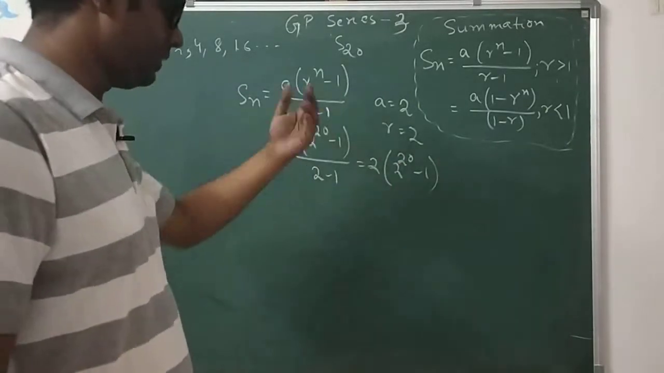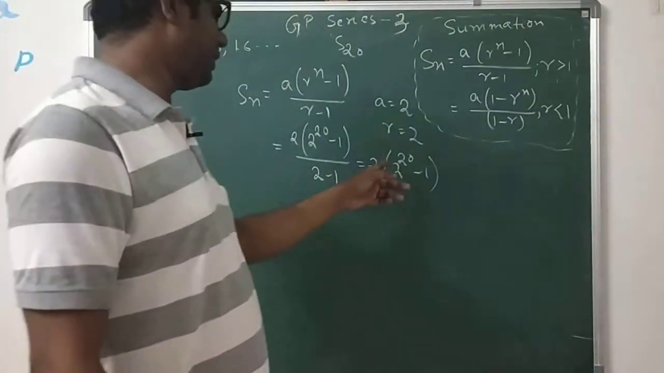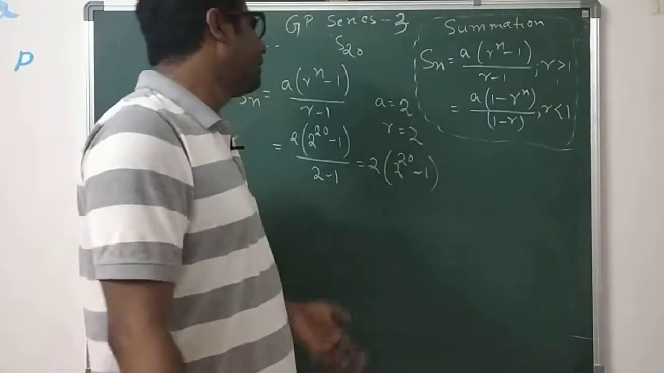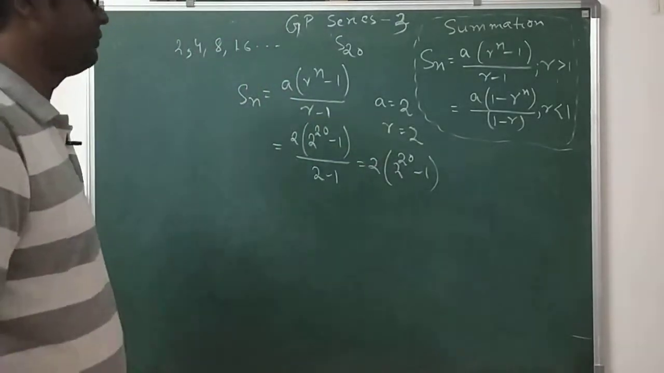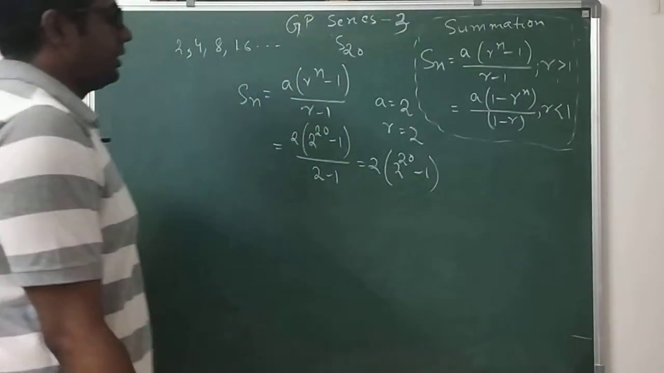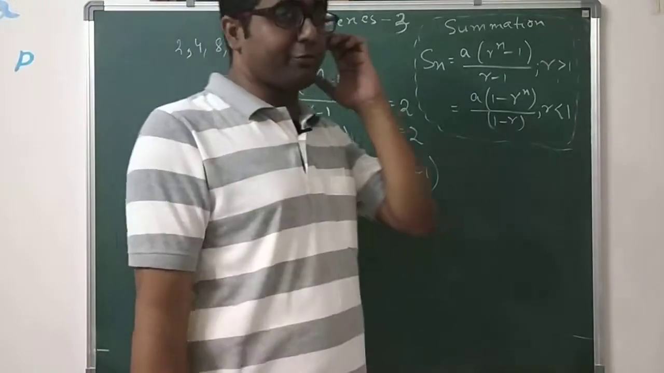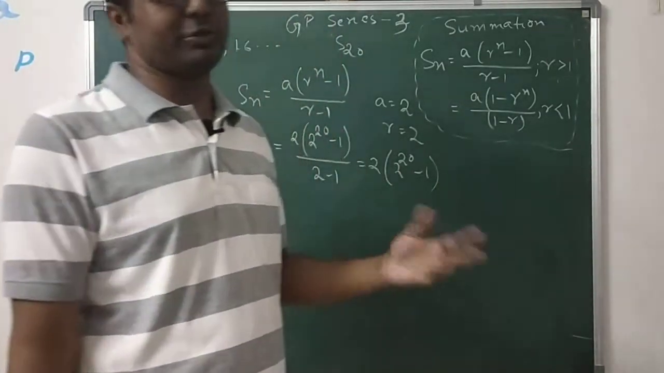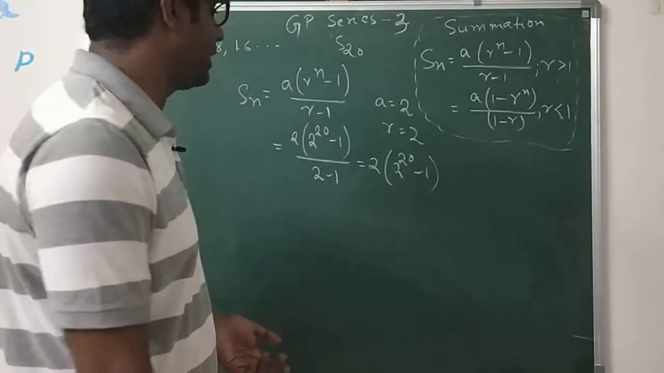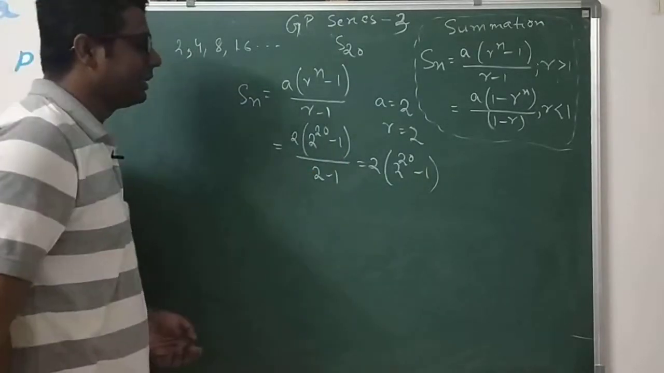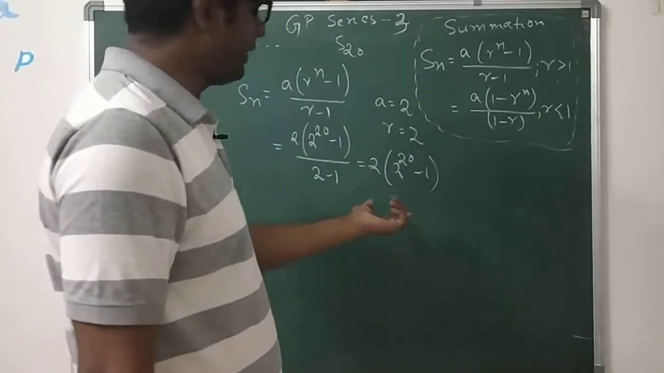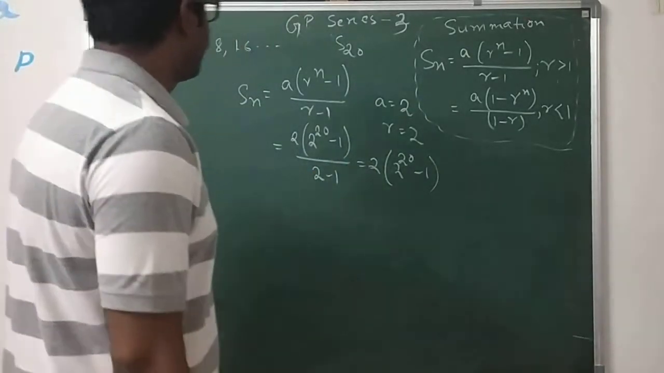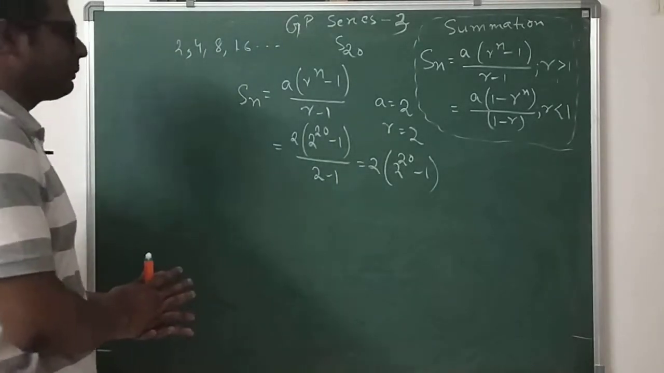You can calculate it many times, but this is very big, so I am not calculating it. This is enough for me. 2 to the power 10 means 1024, so this will be 1024 square. So you can understand what kind of magnitude this is going to bring. Anyhow, you can calculate and find the answer easily over here. So this is the way you have to do the problems.